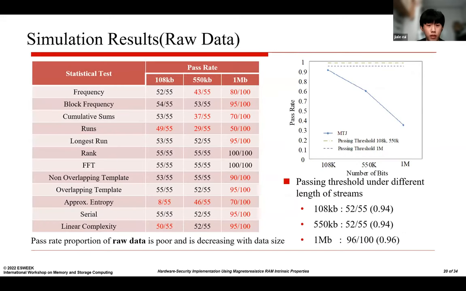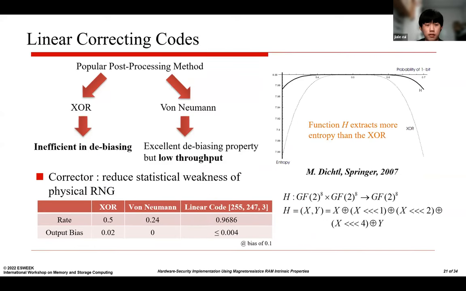This table shows the NIST test result on raw data. We can see that the pass rate proportion of raw data is poor and is decreasing with data size. So we need to design a post-processing method. As conventional post-processing method, the exclusive OR gate is inefficient in debiasing, and the Von Neumann method has low throughput. From the right figure, some researchers propose a new function that can extract more entropy than the exclusive OR gate.